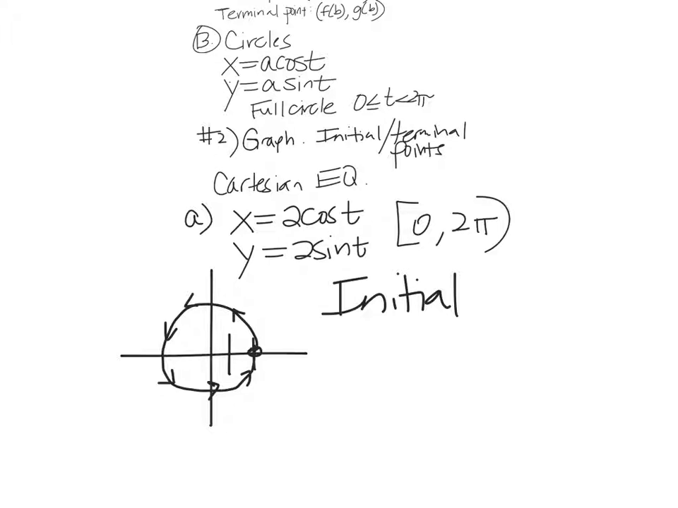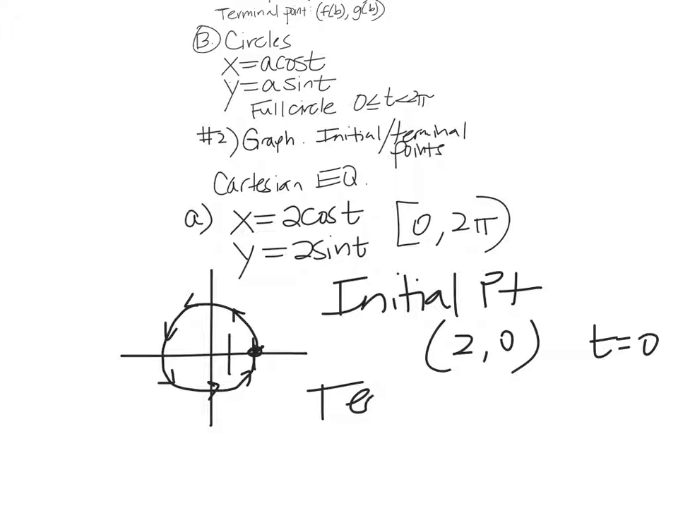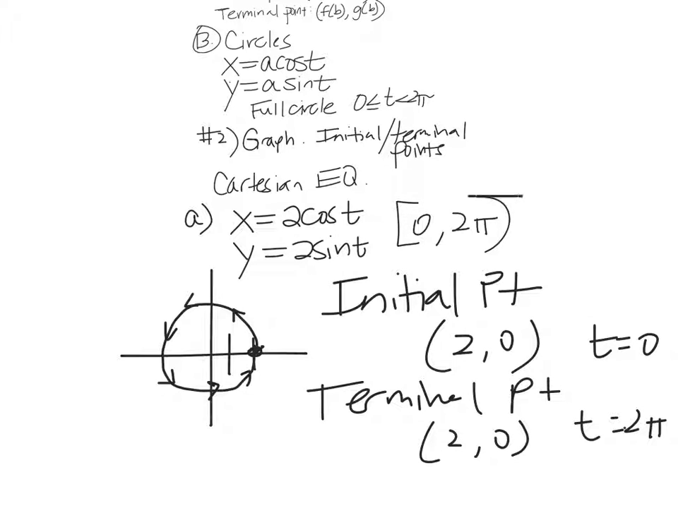T equals 0. Maybe I should have included 2 pi, because that's our terminal point. Oh well. All right, our initial point is at the point (2, 0). That's where our graph started. This was when t equals 0. And my terminal point is the same exact point, (2, 0). And that's when t was 2 pi. And I really should bracket that in to say it's 0 to 2 pi.